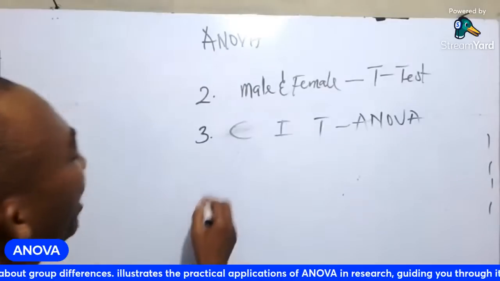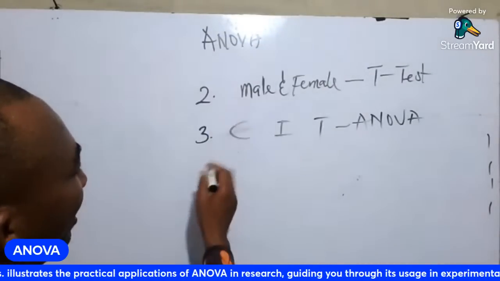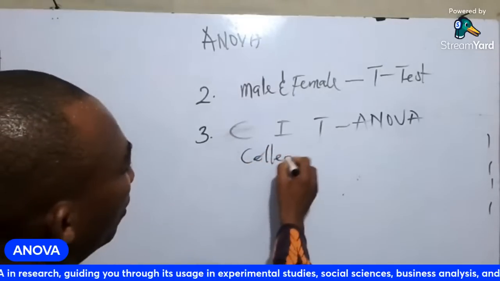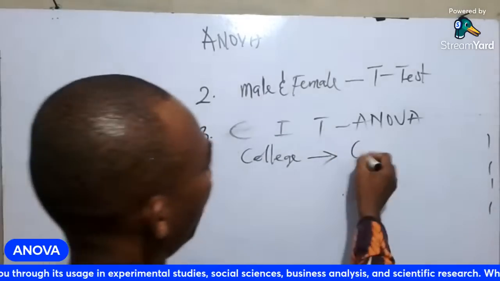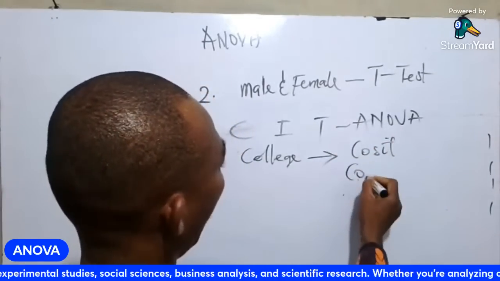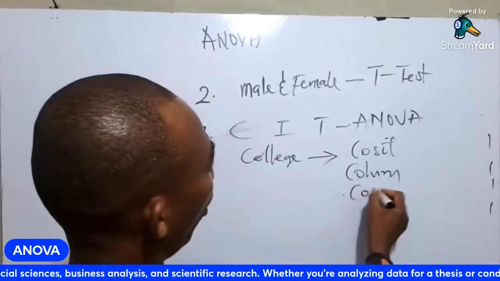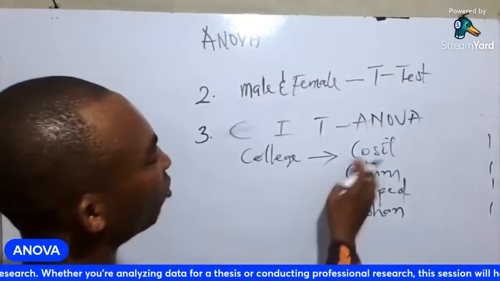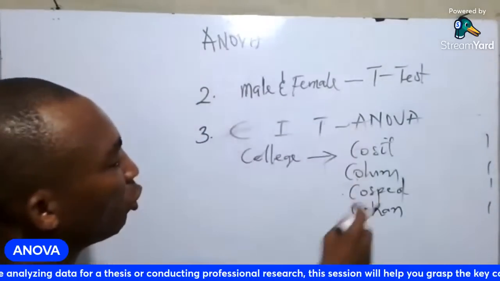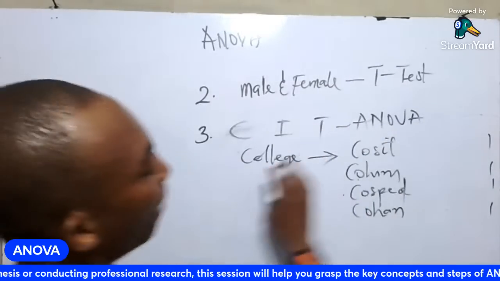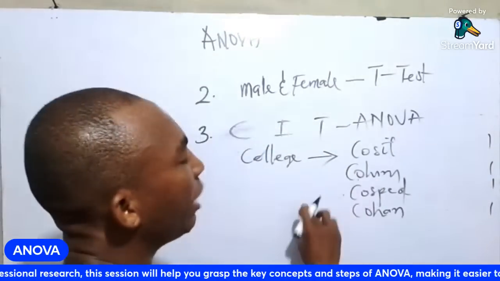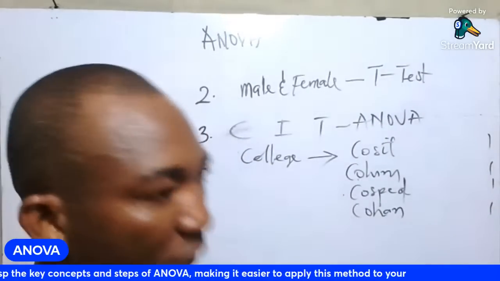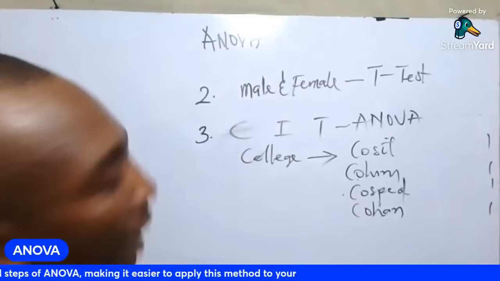Okay, let's take, for those of us learning now, for instance, if you are considering college, you'll be talking about different courses and departments. Now you see that this one is already more than 2. So once the sample mean is 3 or more, you make use of analysis of variance. I think I've shown different examples where you make use of analysis of variance.